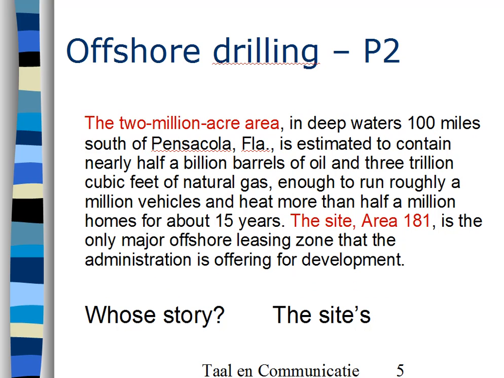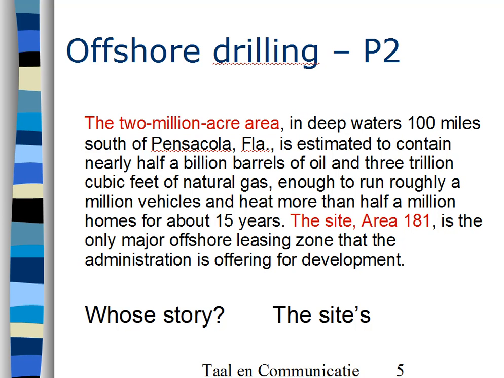Then we move to the second paragraph, and there we see that there are mainly two sentences, and the subjects there are twice the same. It's about the site itself. First sentence, the subject is the 2 million acre area in deep waters 100 miles south of Pensacola, Florida, is estimated to contain nearly 500 million barrels of oil, etc., etc. So focus is, where are we going to drill? What's the site like? Lots of input information there.